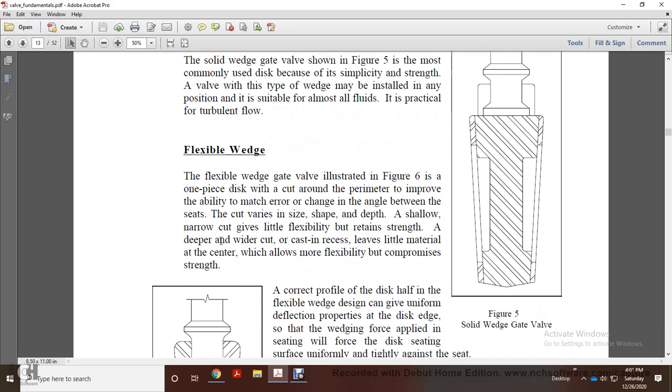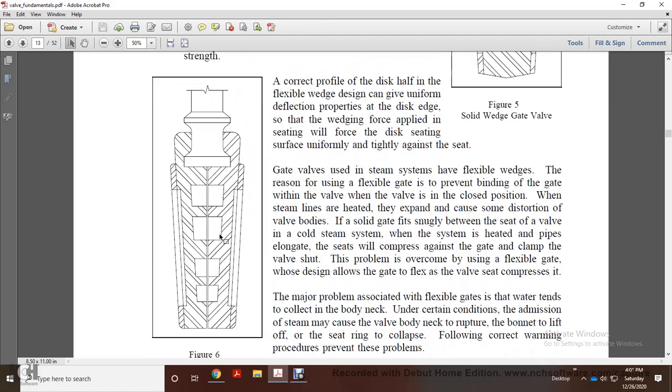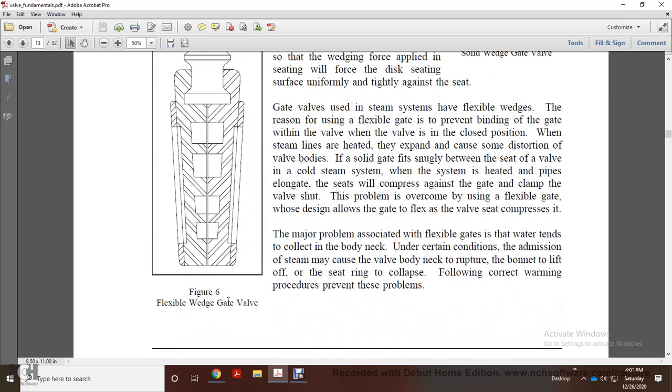Alright, Figure 5 shows your solid wedge gate valve. Figure 6 shows your flexible wedge gate valve.